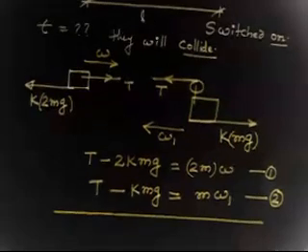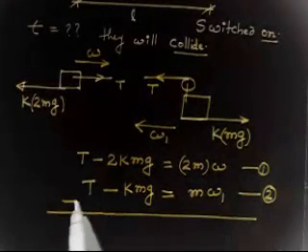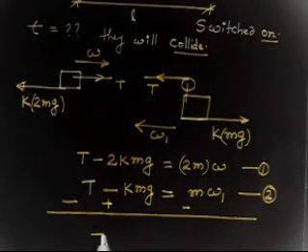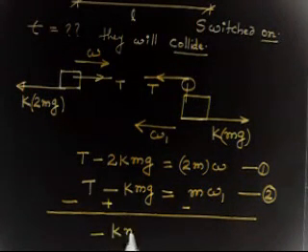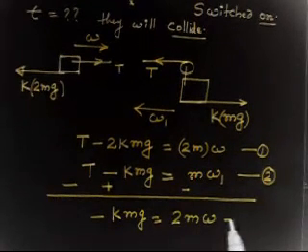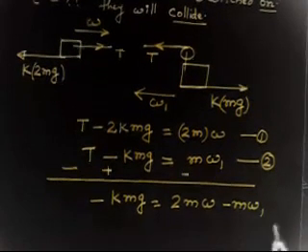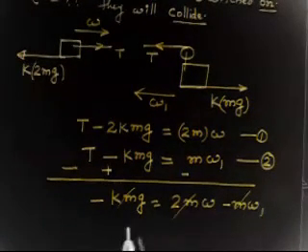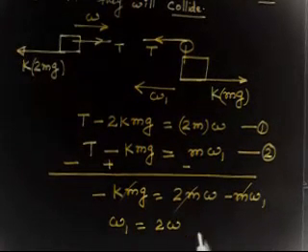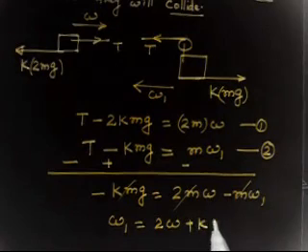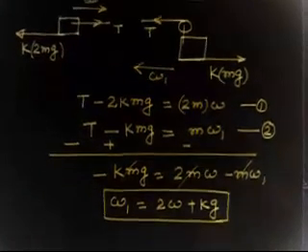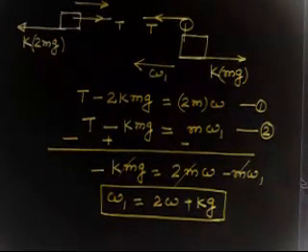So let us say, what can I do? I basically subtract these two equations, minus plus minus. So if T goes out, we will have minus kmg equal to 2mw minus mw1. Are you getting? So m goes out. So w1 I will have is equal to 2w plus kg. So this is the acceleration of object 2. Are you getting? So let us copy this one.